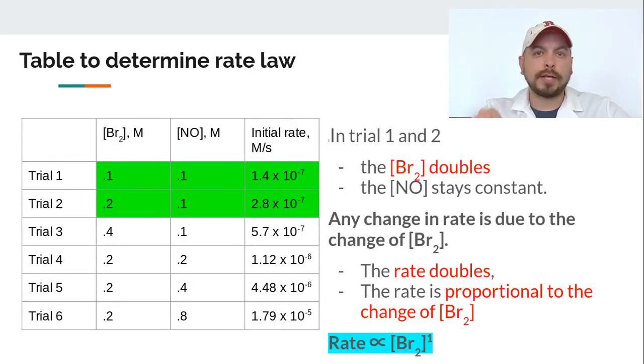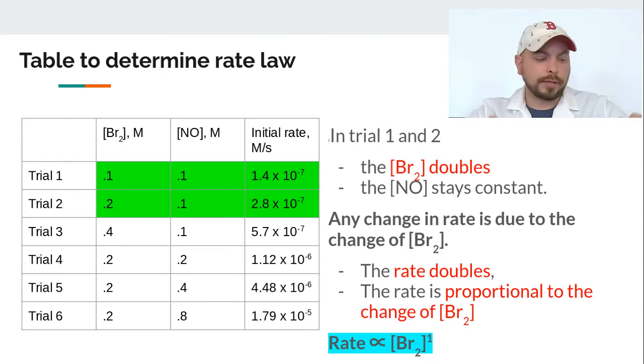In this case, we can make a comparison between trial 1 and 2 and see that in trials 1 and 2, only the bromine is changing. The bromine doubles between trials 1 and 2. Simultaneously, the nitrogen monoxide is held constant. Now, that means that any change in the rate of the reaction must only be due to the change in the concentration of the bromine. So the bromine concentration doubled while the nitrogen monoxide was held constant, and the rate doubled. This means that the rate of reaction is directly proportional to the concentration of the bromine.